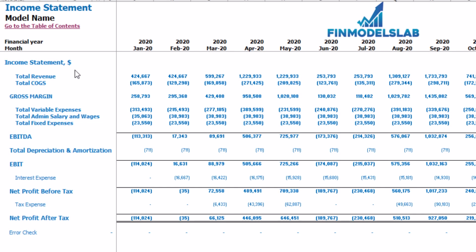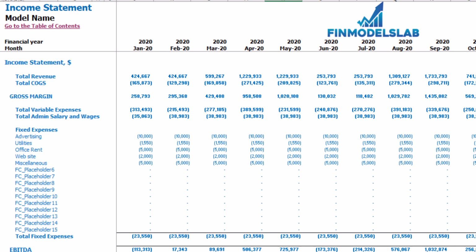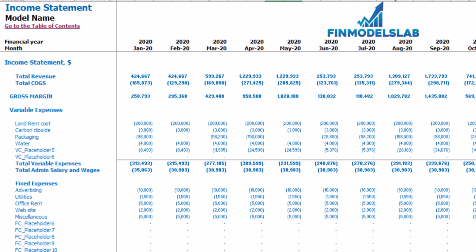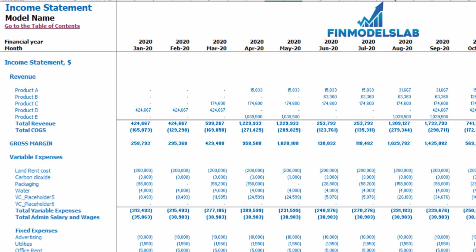On the income statement tab, you may see your main components of your profit and loss, which is total revenue, total cost of goods sold, gross margin, total variable expenses, total admin salaries and wages, total fixed expenses, EBITDA, depreciation and amortization, EBIT, interest expense, net profit before tax, your corporate tax, and as a result, net profit after tax. Please note that each category has its own subcategories, so you may click on this plus button and see the detailization, for example, for fixed expenses, or for variable expenses, or for example for the revenue.